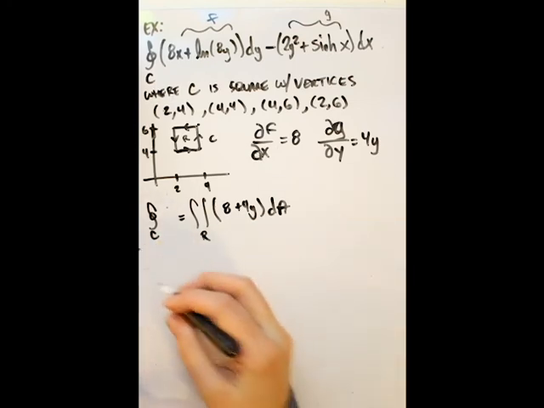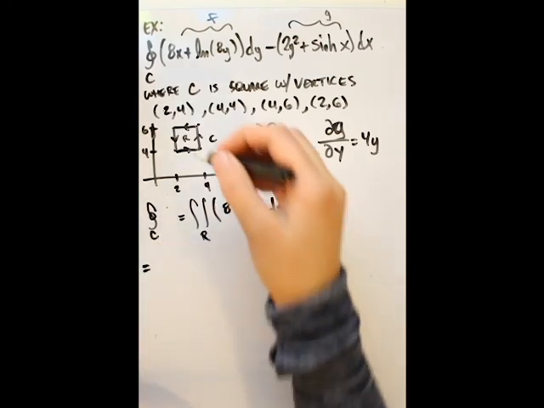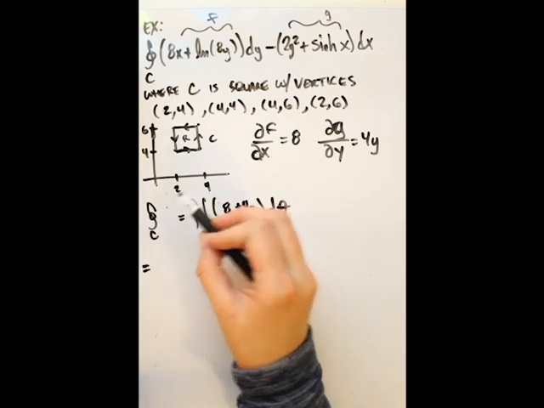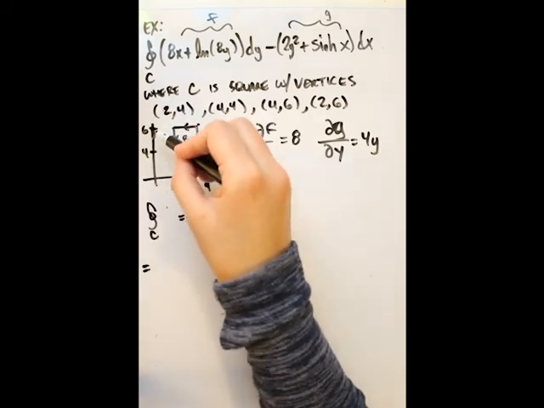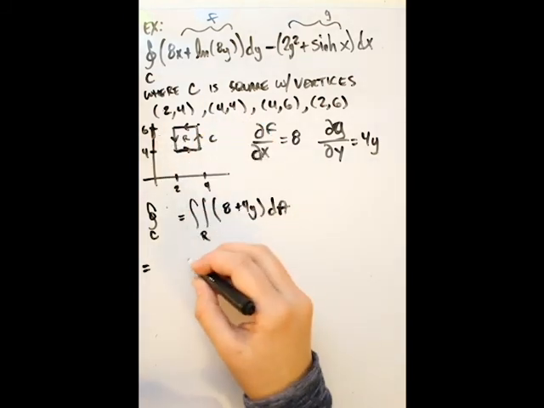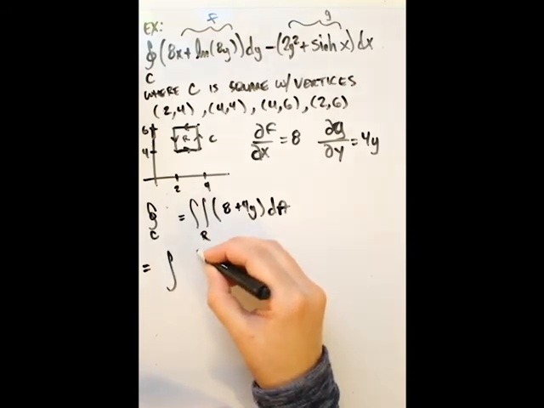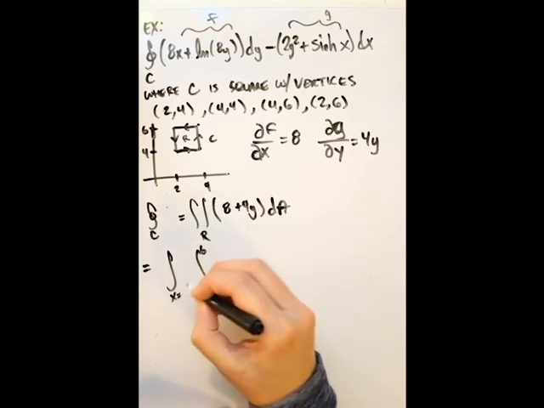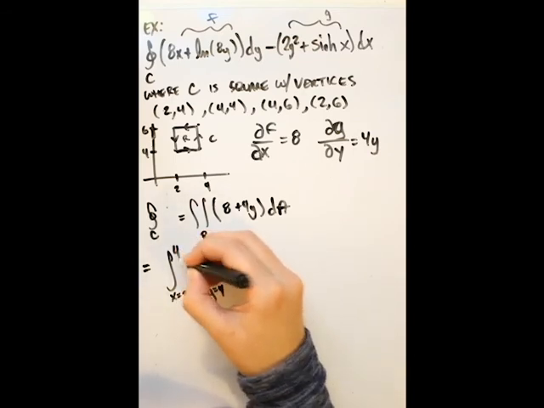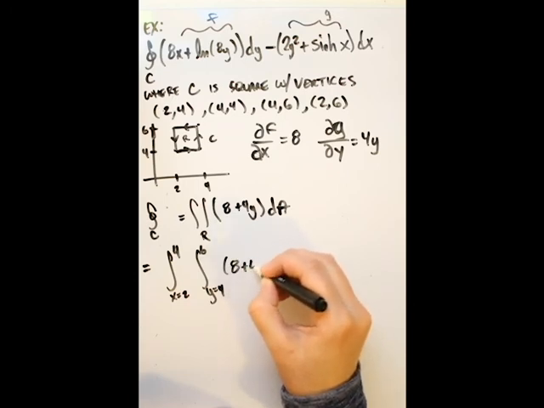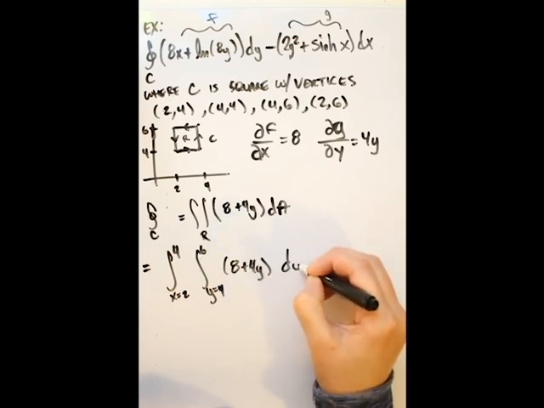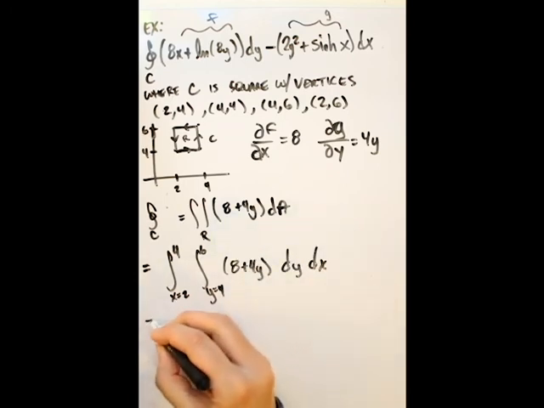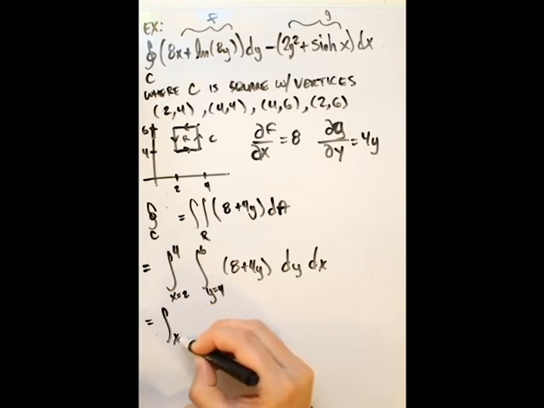Okay, so notice that x ranges from 2 to 4, y ranges from 4 to 6, so we're going to go ahead and put y on the inside. So we have y ranging from 4 to 6 and x from 2 to 4, of 8 plus 4y dy dx.